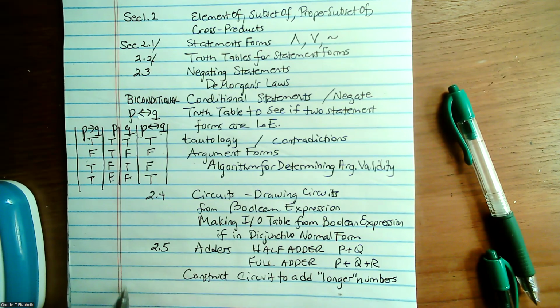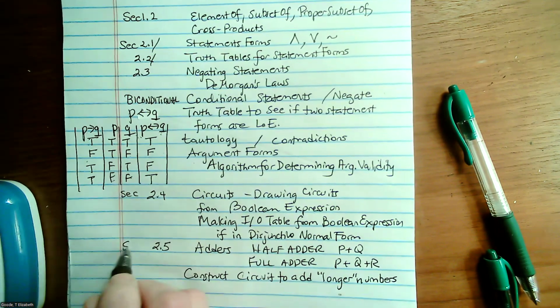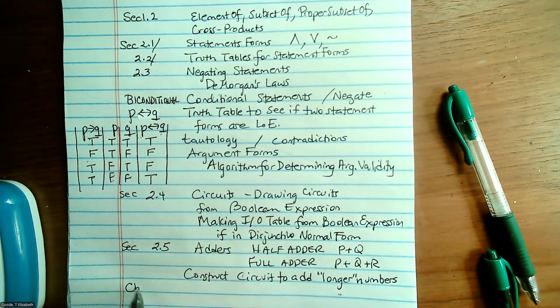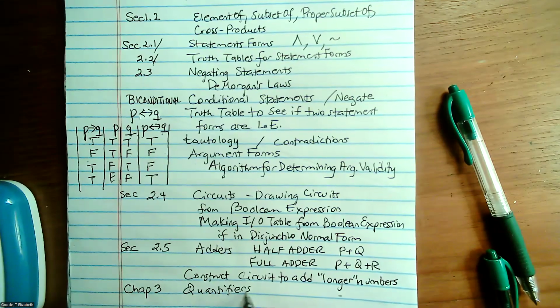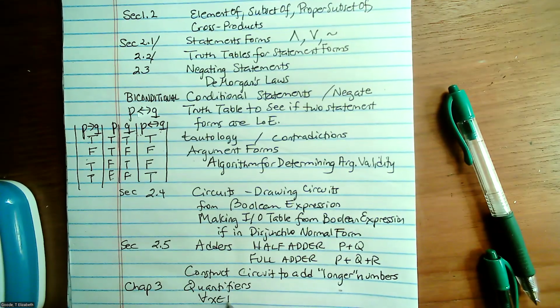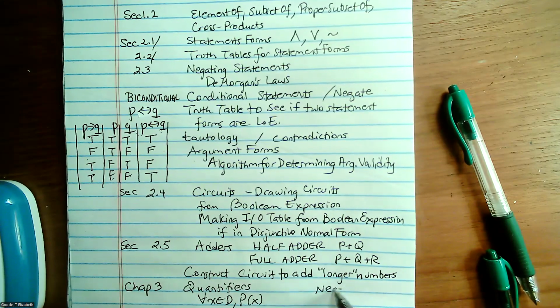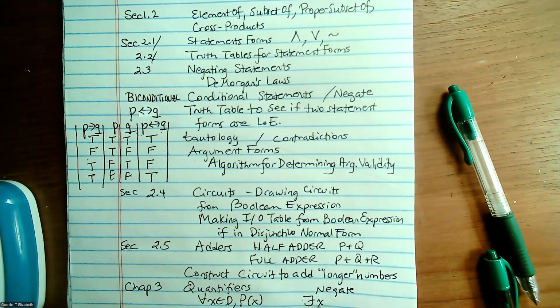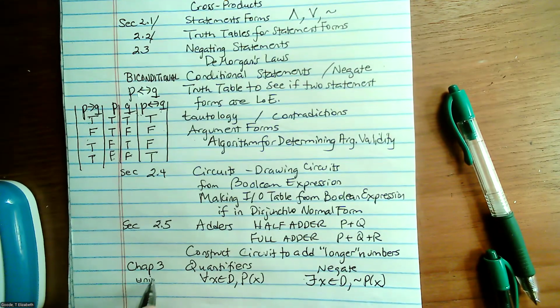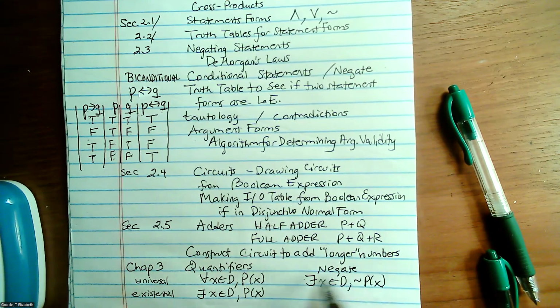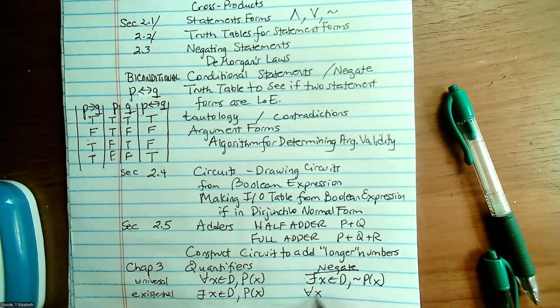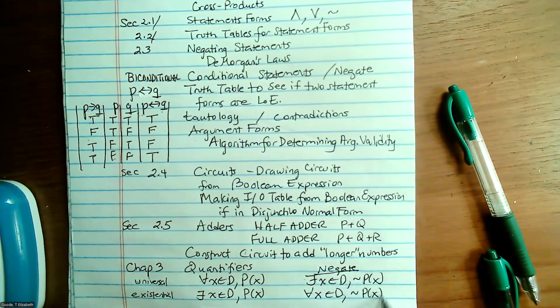And then in chapter 3, we learned about quantifiers. For all X in D, P of X, and we learned how to negate that. The negation is there exists an X in D such that P of X fails, right? That was the universal quantifier. And the existential quantifier: there exists an X in D such that some property P of X holds, but when we negate it, it flips to for all X in D, that property fails, right?